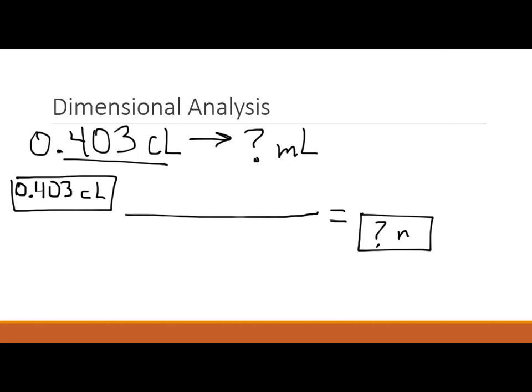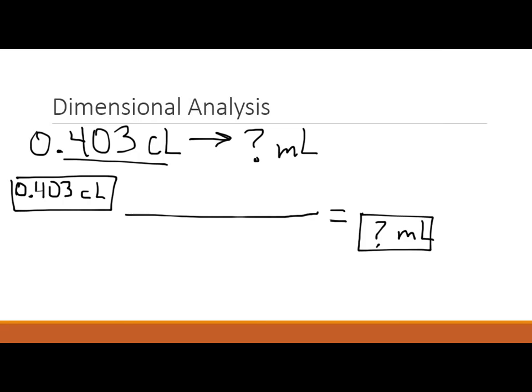So question mark milliliters. Now, do we have a conversion factor or a domino that goes straight from centiliters to milliliters? Well, there is one, and if you remember it, great. But it's not one of those that I told you should memorize. So can we do this with more than one domino?